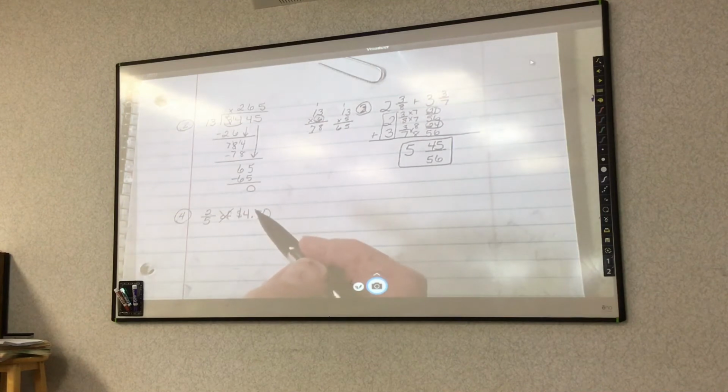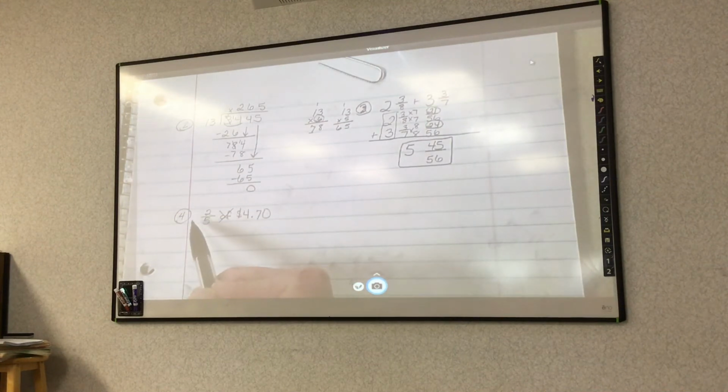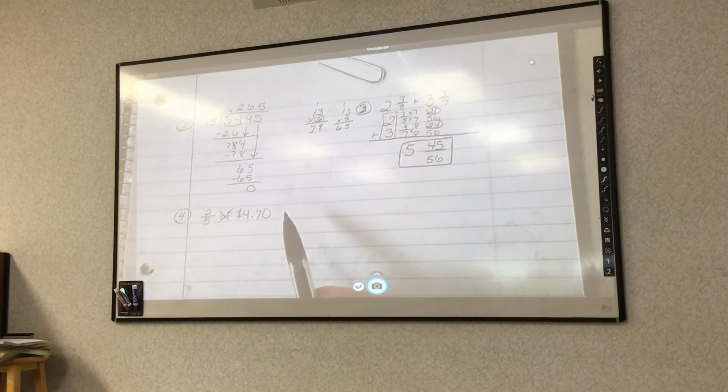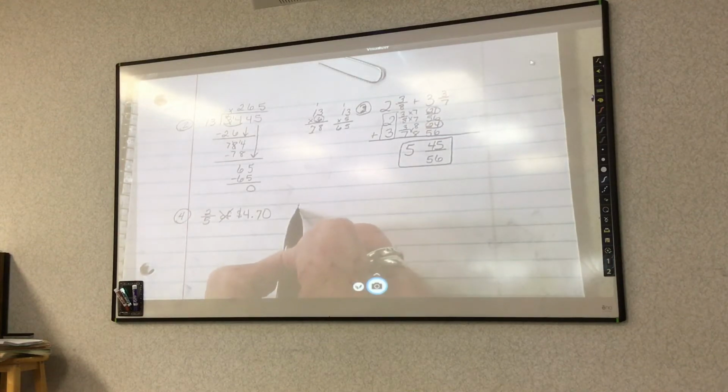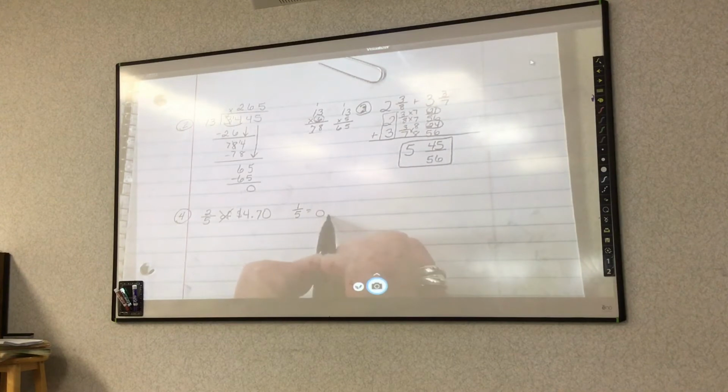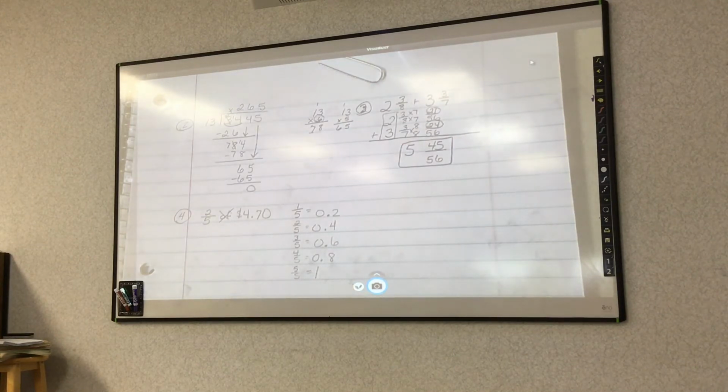Excellent. So now I have a fraction and a decimal. I should probably change my fraction to a decimal. This is one of the fractions you probably need to have memorized. Well, not probably, you do. 1/5 is written as 0.2 as a decimal. 2/5 would be written as 0.4. 3/5 would be written as 0.6. 4/5 would be written as 0.8. And 5/5 is 1 whole. That is one that you need to have memorized.